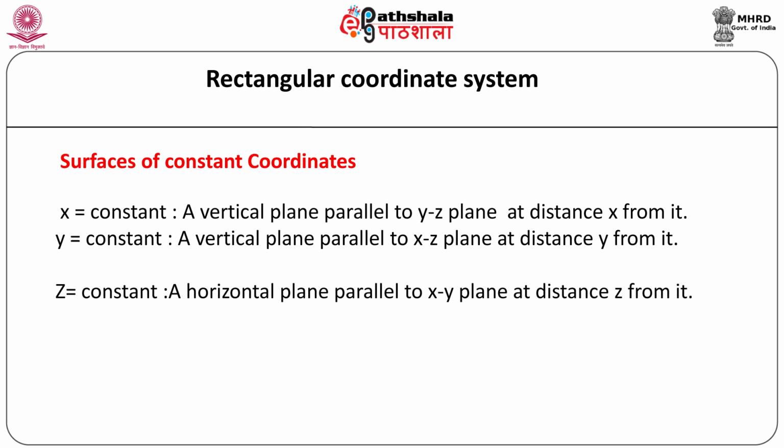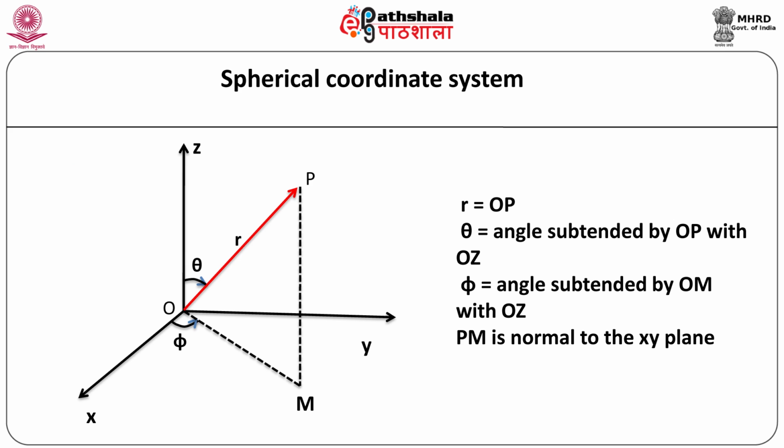With constant values of x, y and z, we get three different planes as specified. For example, with x equal to constant, we obtain a vertical plane parallel to the yz plane at a distance x from it, and so on. In spherical coordinate system, the coordinates are r, theta and phi as shown.